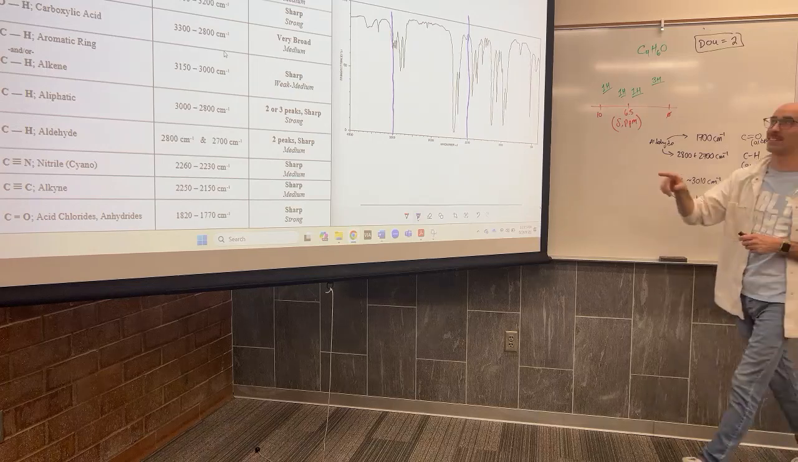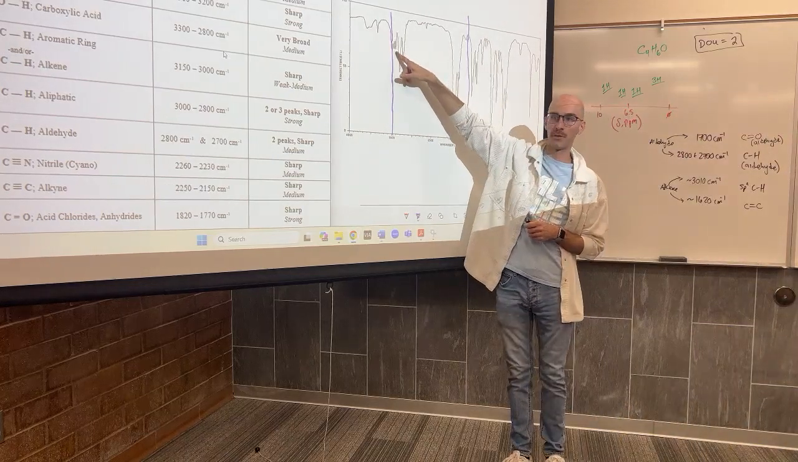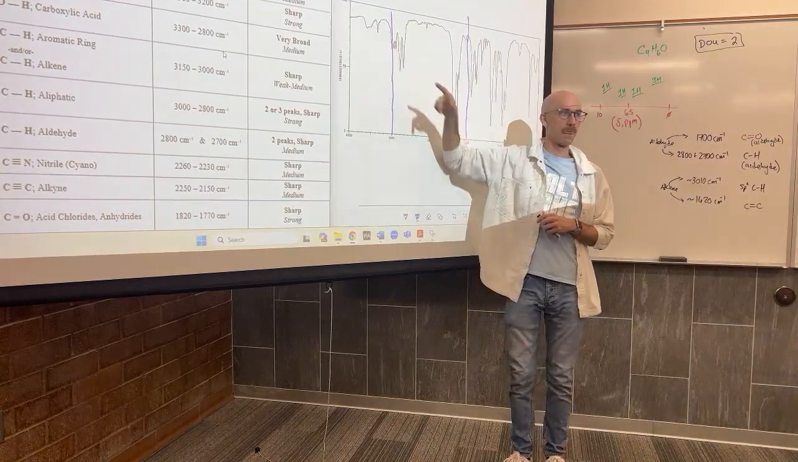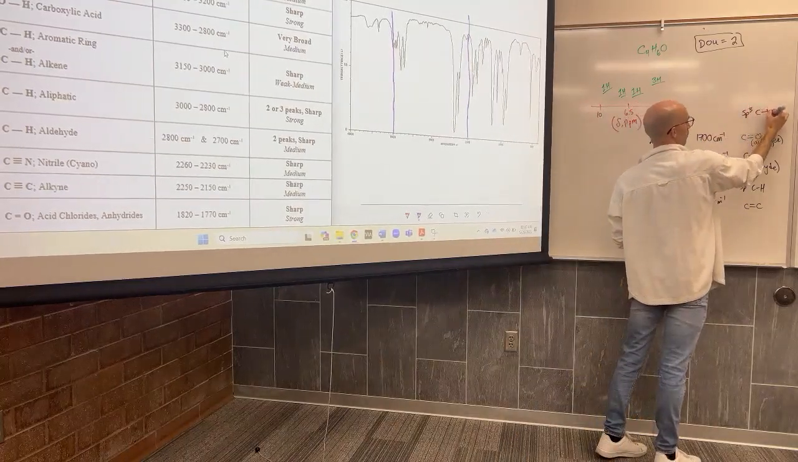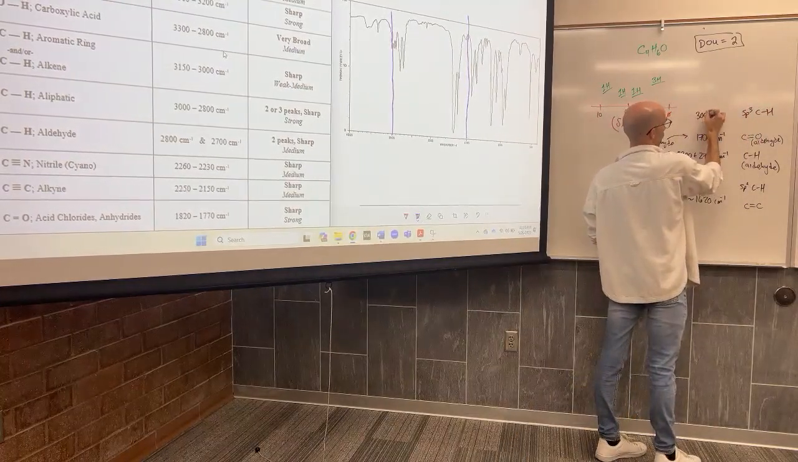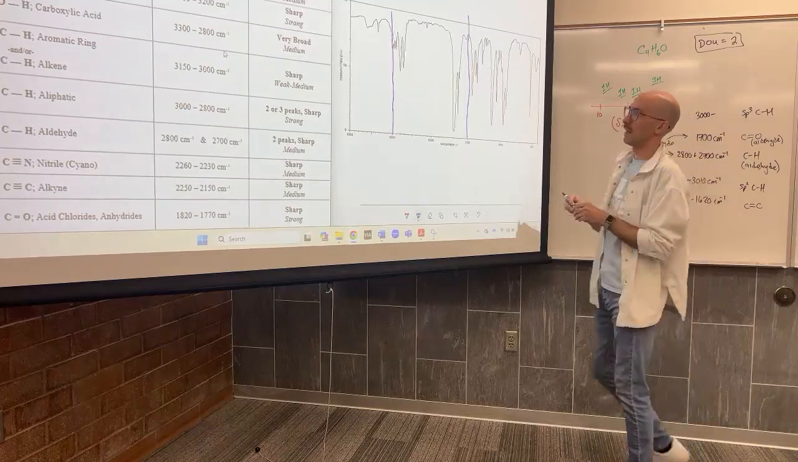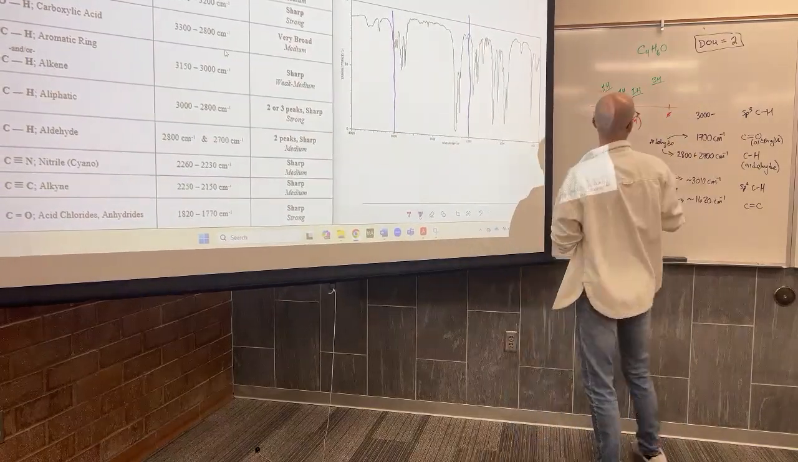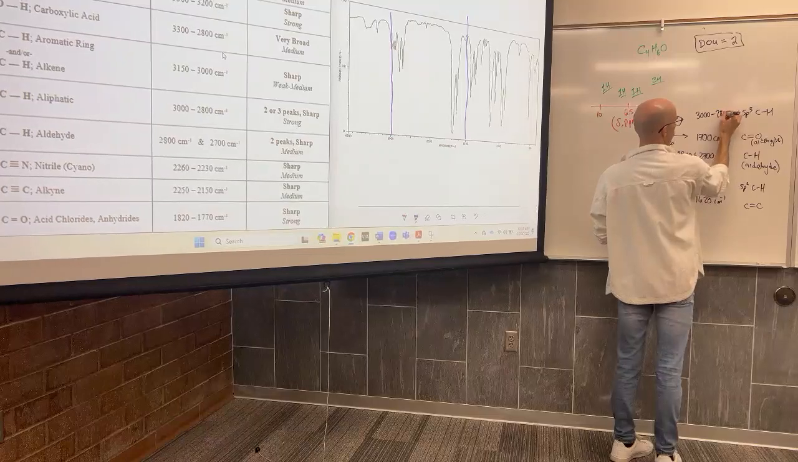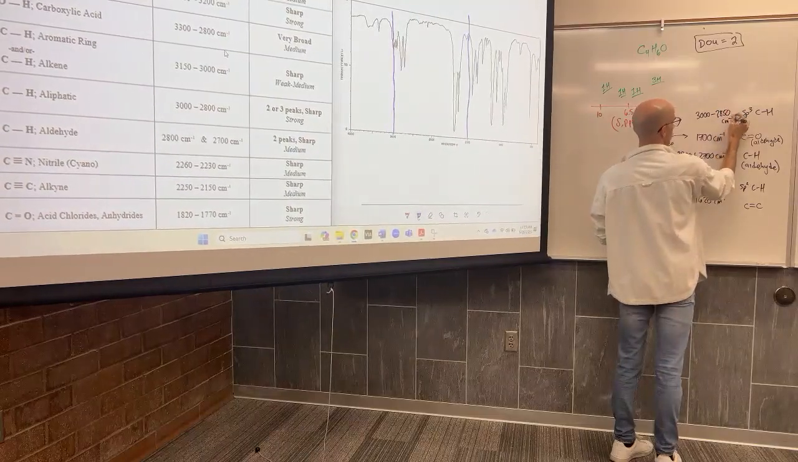There is a signal to the right of 3000, which is meaningful. That's the sp3 CH. It doesn't go all the way down to 2800. It stops at 2850 wave numbers.